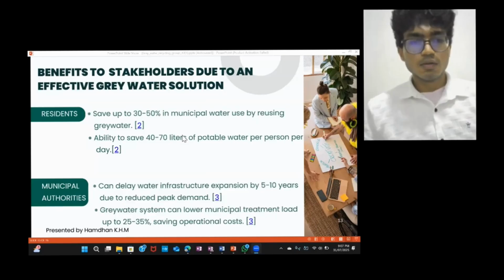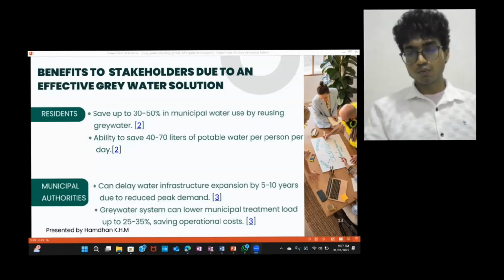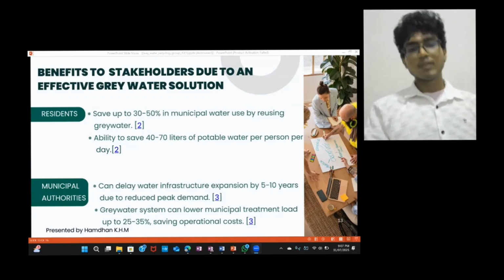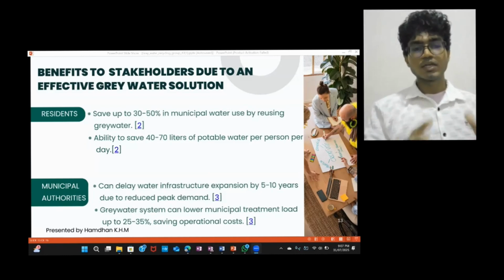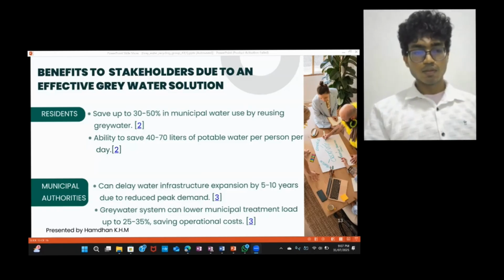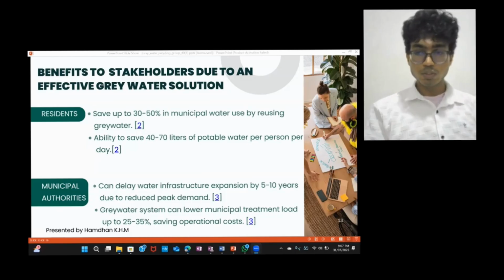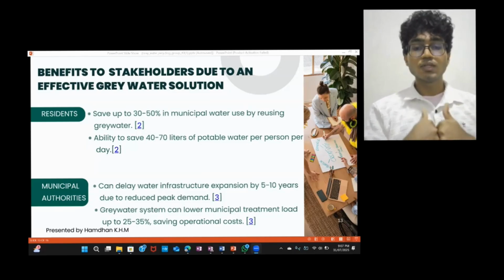Thank you. Now, I would like to talk about the benefits to stakeholders from an effective greywater solution. Unlike the impacts, benefits provide precise information with resources and evidence for these facts. The first stakeholders are the residents, and the benefits they gain are that they can save up to 30 to 50% in municipal water use by reusing greywater. They also have the ability to save 40 to 70 liters of potable water per person per day.